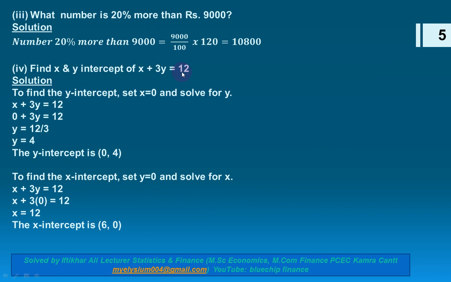Find x and y intercept of x plus 3y equals to 12. In this case, first of all, assume x equals to 0 and solve for y, and y equals to 4. After that, set y equals to 0 and solve for x. So y equals to 4 and x equals to 12, so the y intercept is 4 and x intercept is 12.